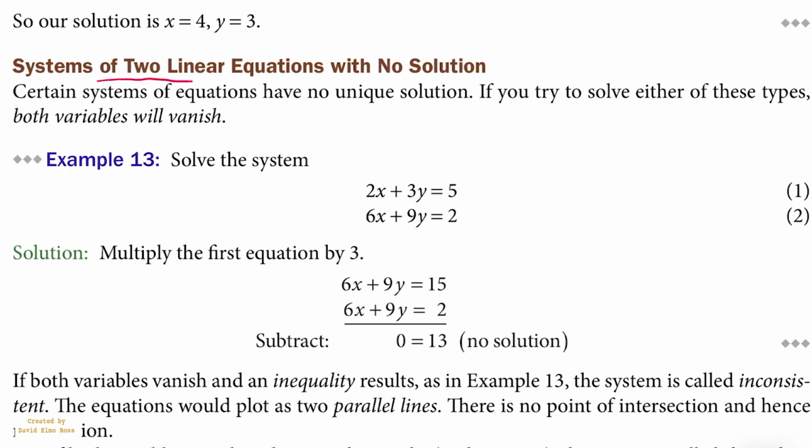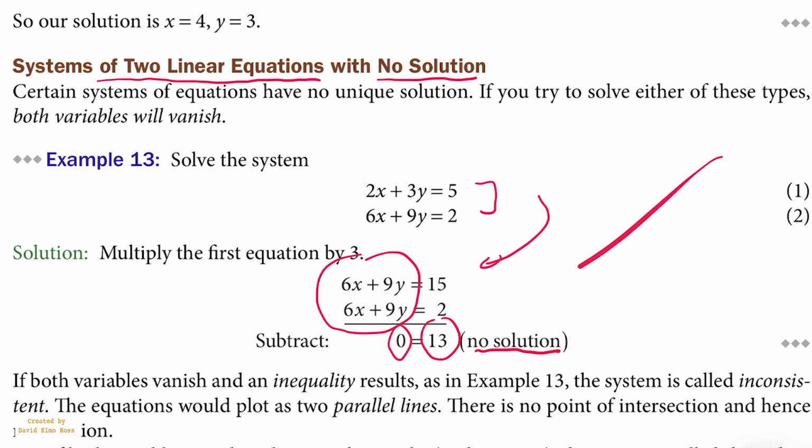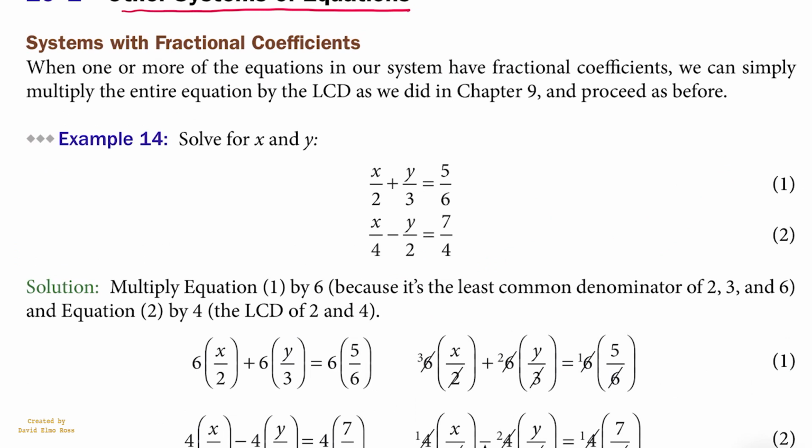Sometimes we'll find a system of 2 linear equations that have no solution. These look relatively simple. You get basically that these two things cancel out and you got 0 equals 13, which means there's no solution, which means basically you have parallel lines if you were to graph this. So let's take a look at this fractional equation number 1 and number 2, and let's get an idea about how to solve fractional linear equations.